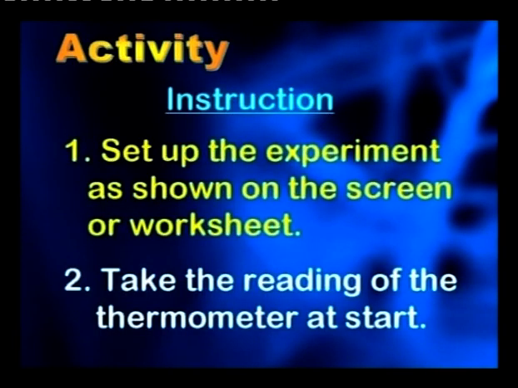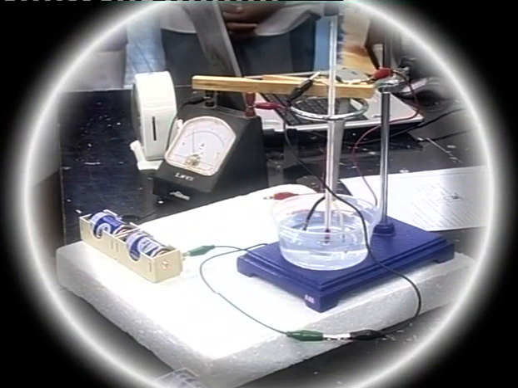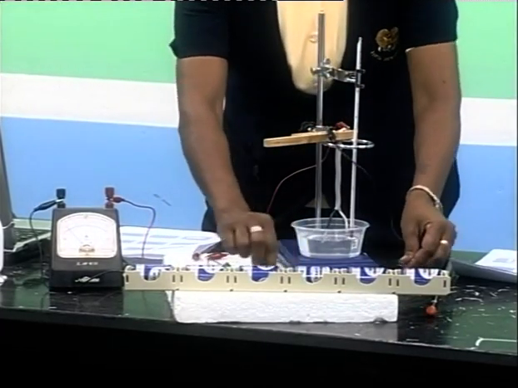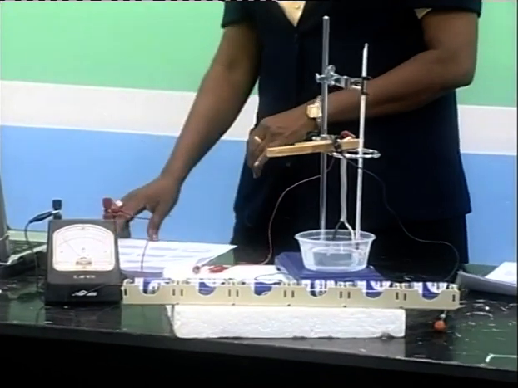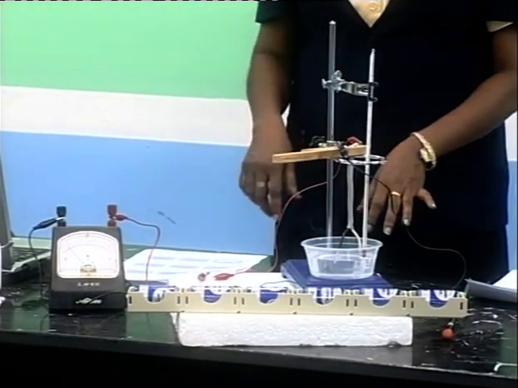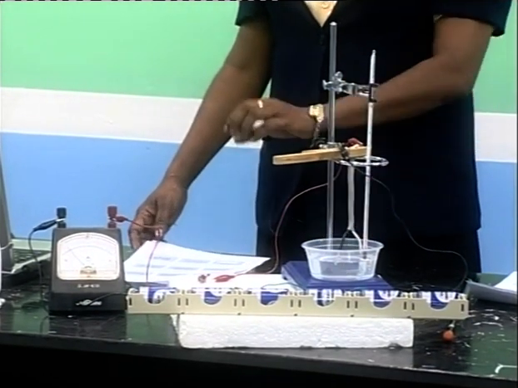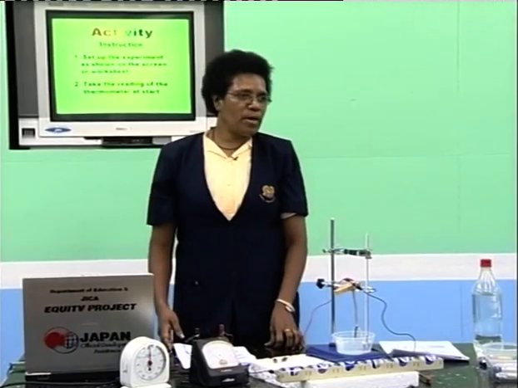Now, our first instruction says we are to set up the experiment as shown on the screen or the students' worksheets. You have seen the diagram of the setup of this experiment, especially the apparatus, and I would like to show you the one that I have on the table with me. What you have seen on the diagram should look like this when you are setting up the apparatus. Now, other students, if you can get yourselves ready to carry on with this experiment.